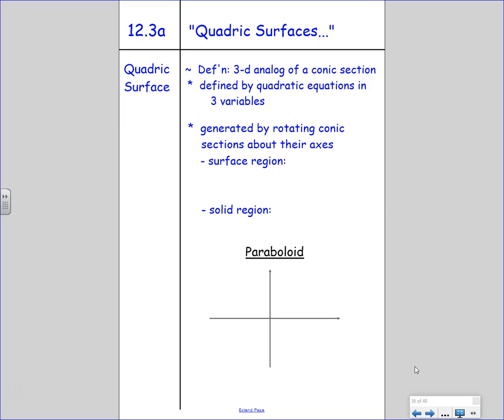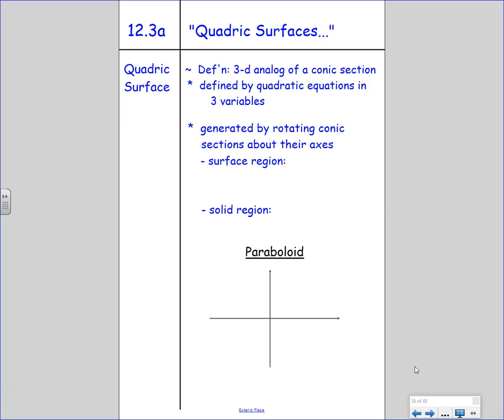Ready? Quadric surface, a snazzy name for a three-dimensional analog of a conic section defined by quadratic equations in three variables. Thank goodness we will not be writing equations of these. We'll just be seeing and visualizing them, taking the two-dimensional conics that we can work with from sections 10.1, 10.2, 10.3, 10.4, and then spinning them. If I were to show you the homework, you would see that they give you an equation that you have to do the 10.1 through 10.4 work on. I need to get a picture of it first, and here's where this comes in.